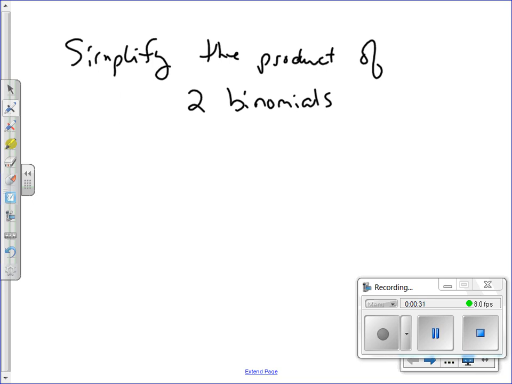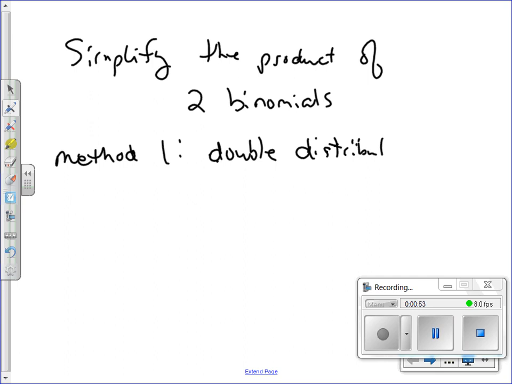So we're going to multiply together two binomials. And I'm going to show you several techniques for this. Okay? There are three methods. I call it double distributive property. And this one ought to feel fairly comfortable when I show it to you.